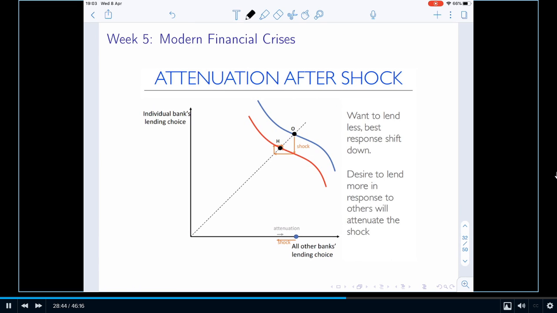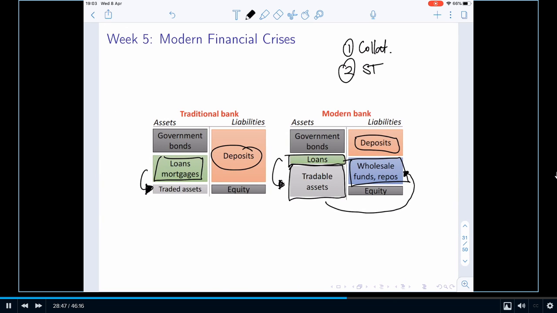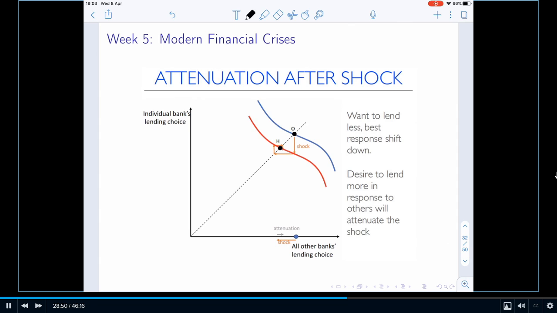Okay, so how can we think about this change in the balance sheet structure of these modern banks in terms of how it might affect financial market outcomes? This shows you the best response curves of, say, Bank A relative to the other banks in the economy. And it tells you how much Bank A should lend as a function of the average lending of all the other banks in the economy.